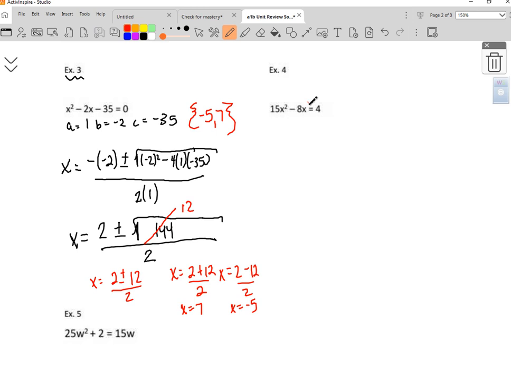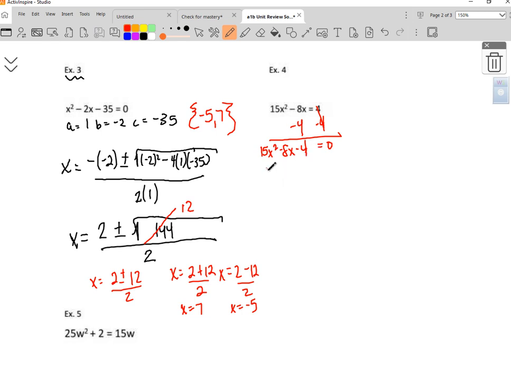So example 4 needs to be written in standard form. What do I do to get that one in standard form? You've got a 4 on the other side. Yep, the 4's got to go on the other side. How do we get it there? Minus 4 on both sides, that's right. Now, this is 0, right? So we need that equal to 0. There's not a constant here, so I just write 15x squared minus 8x minus 4. Because remember, you can only add or subtract from like terms. There's nothing that's a constant, so that just gets written in there.